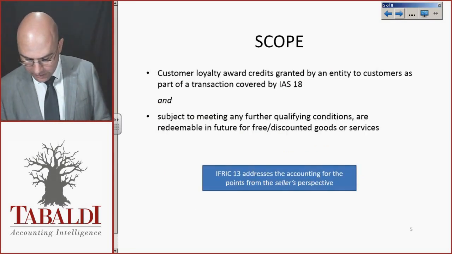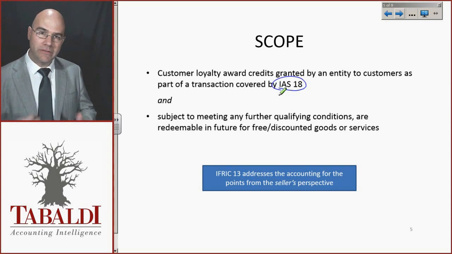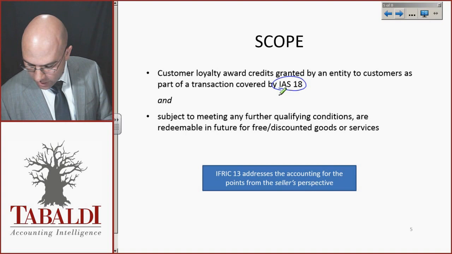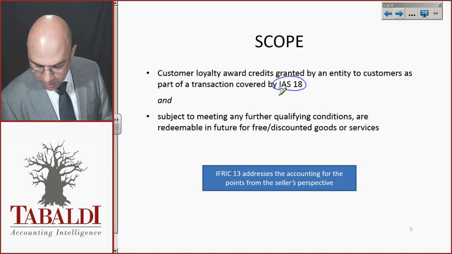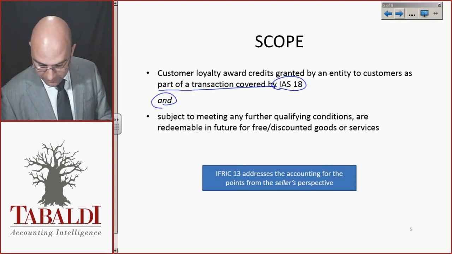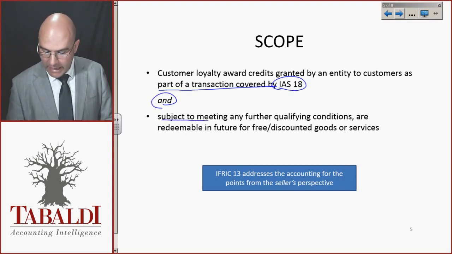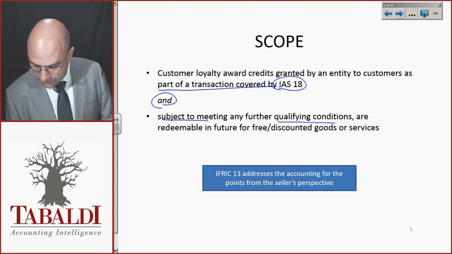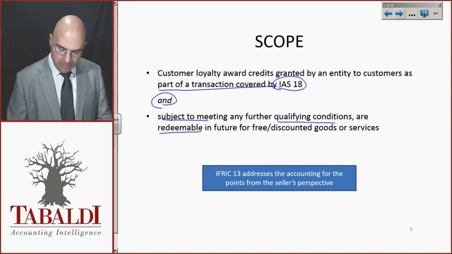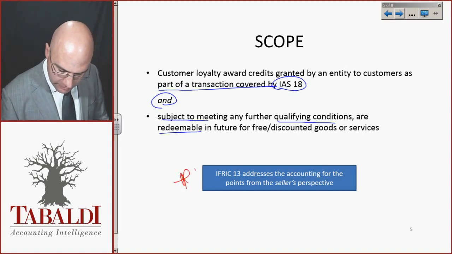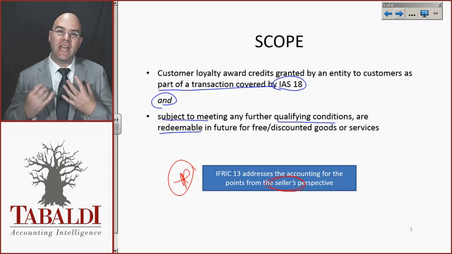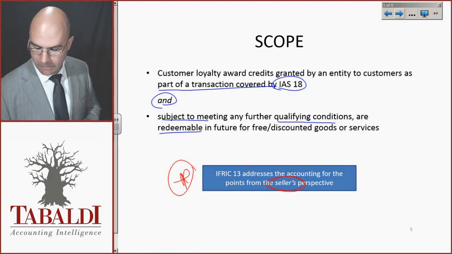The scope here: we're talking about revenue, which is still under IAS 18. So customer loyalty award credits granted by an entity to customers as part of a transaction covered by IAS 18, and in order to be in the scope of IFRIC 13, they must be subject to meeting any further qualifying conditions and are redeemable in the future for free or discounted goods or services. But remember here, ladies and gentlemen, please, we are looking at this from the perspective of the seller, from British Airways' perspective, not you buying the ticket.